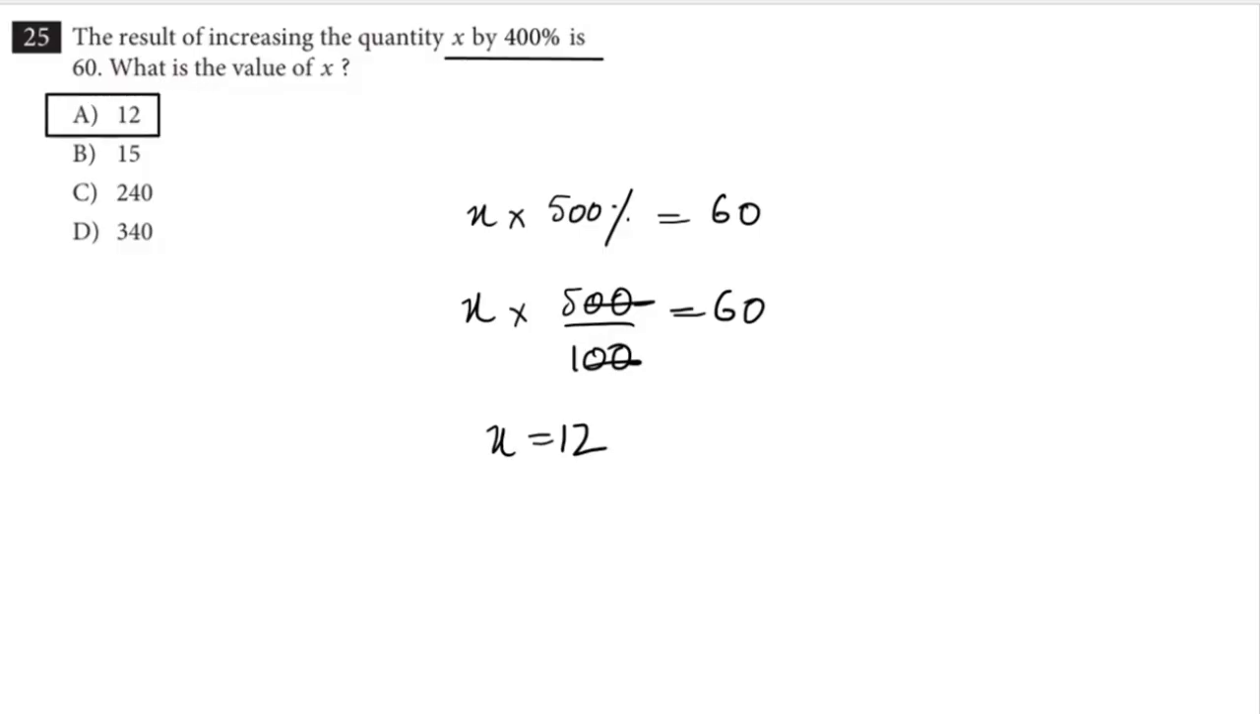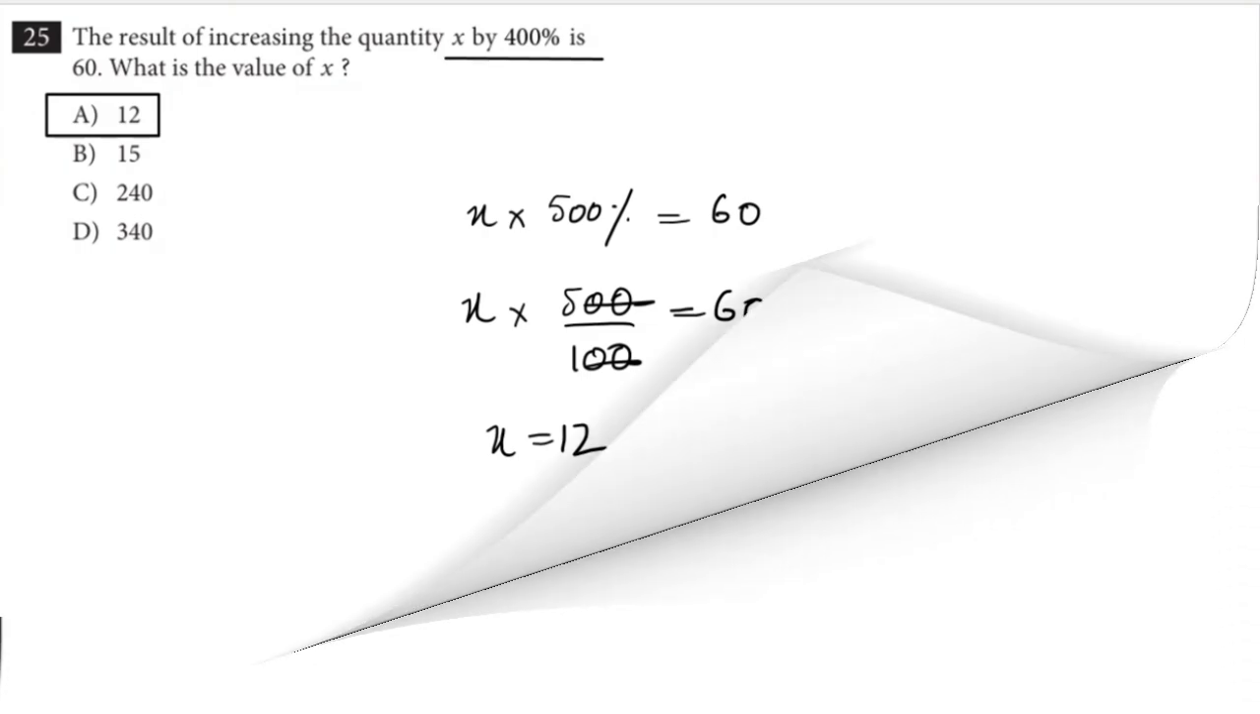There are other ways in which you can first find 400% of x and then add x to it, but this is a quicker way of doing it. Similarly, if you want to decrease something by some percentage, just subtract that from 100 and get that percentage.